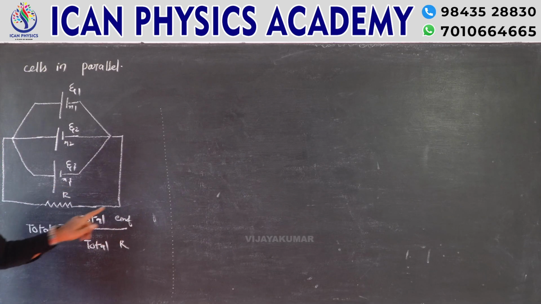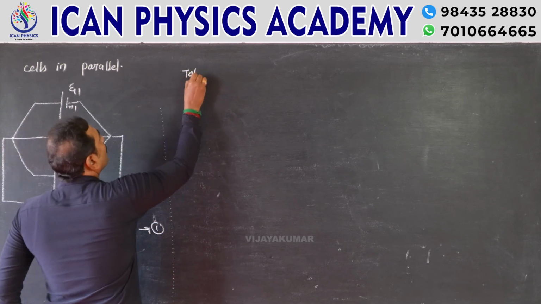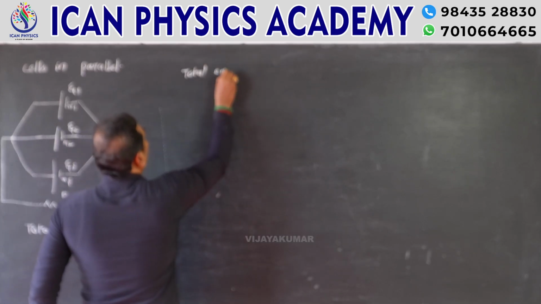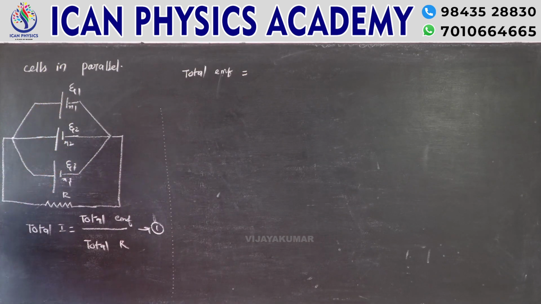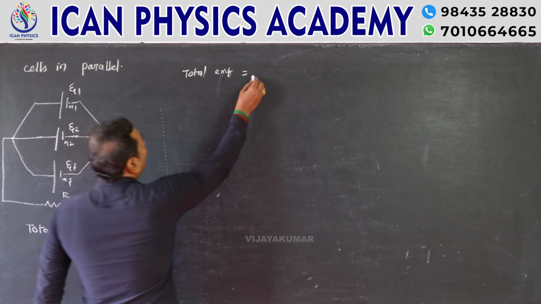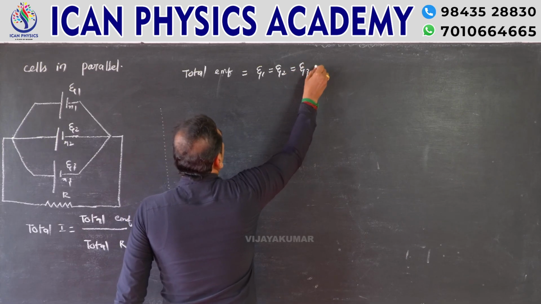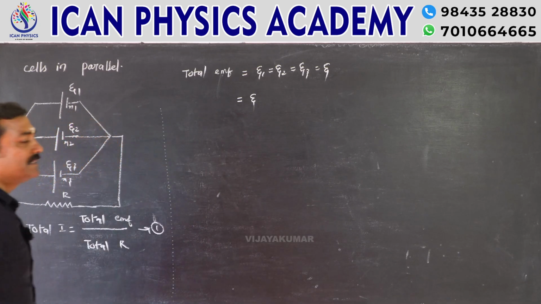Now we have to calculate the total EMF. All the cells are connected to the common terminal, so the potential drop or EMF is the same. So psi 1 equals psi 2 equals psi 3 equals psi. So the total EMF of the cell becomes psi.